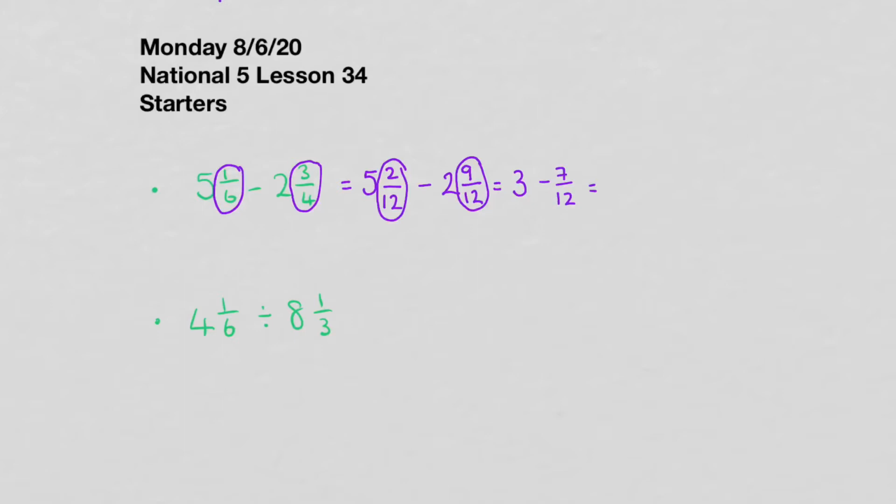Okay, so don't forget that there are 12 twelfths in a whole one. So if we've got 3 whole ones and we take away 7 twelfths, we're still going to be left with 2 whole ones. And then we've got 5 twelfths left over. Okay, so 3 take away 7 twelfths is 2 and 5 twelfths.